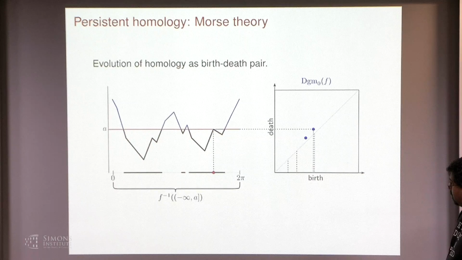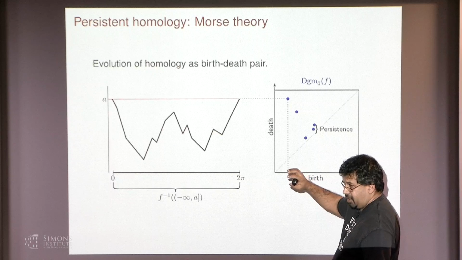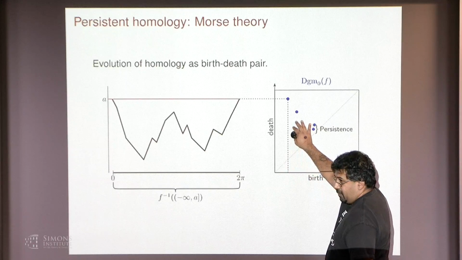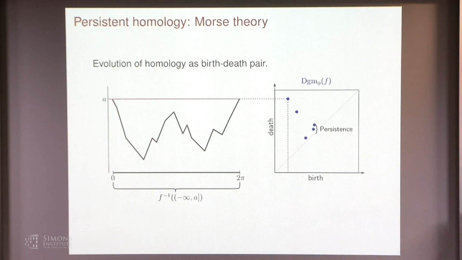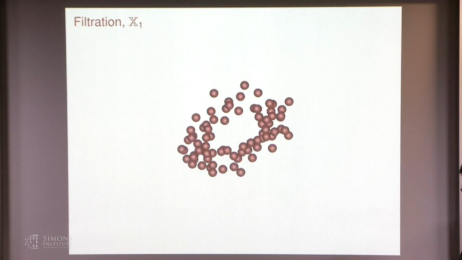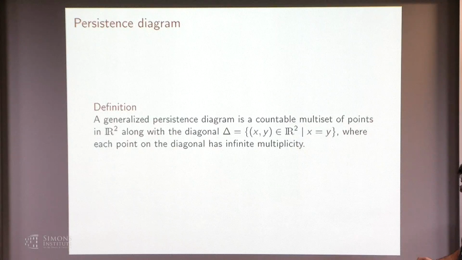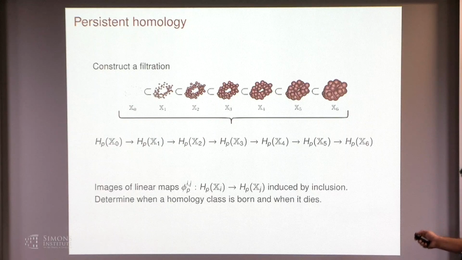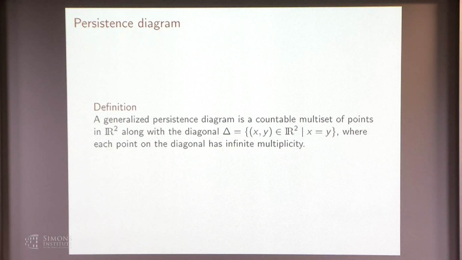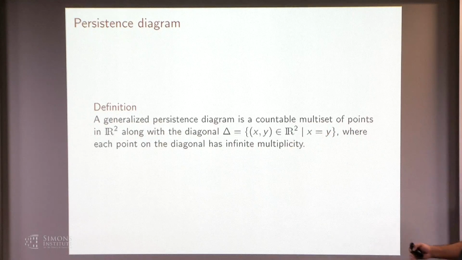And similarly, you can go through this whole thing, and these births and deaths, which are basically pairings of critical points, give you a summary. And this is called a persistence diagram. Okay? Another way of thinking about this is a filtration. I take my data, I slowly thicken it, and I start asking, when does topology or homology change? And so if you look at these nestings, you're just asking, when do these homology groups change? Okay, great. A persistence diagram, another way of thinking about it, is a countable multiset of points, and the diagonal has infinite multiplicity.